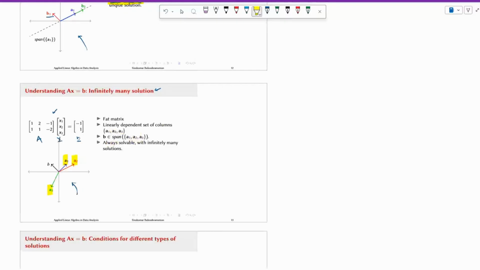You're saying no. Why do they not form a linearly independent set?